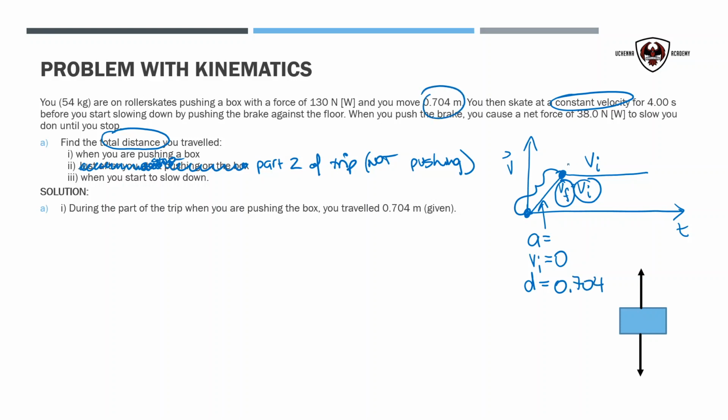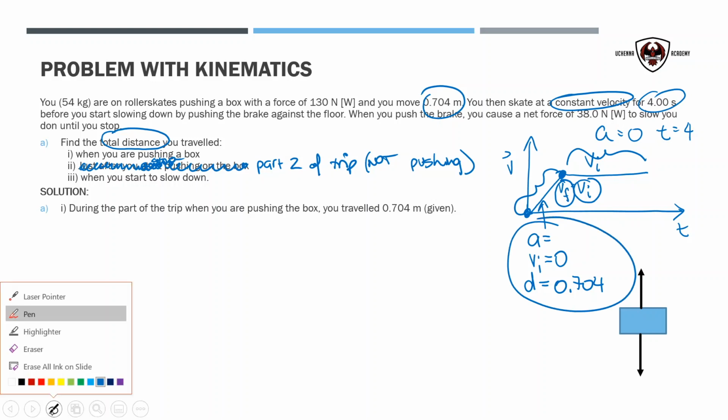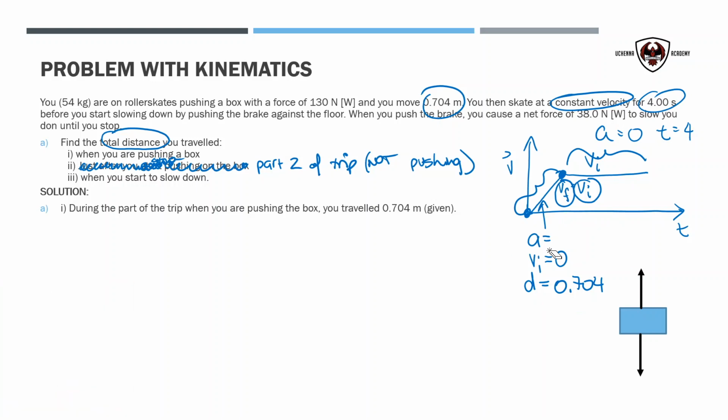For the second part of the trip, the only really thing that I know is that my acceleration is 0, right? Because it's a constant velocity. And I also know my time is 4 seconds during this second part of the trip. That's really all I know. So I don't have my third parameter that I know in order to figure out the fourth parameter, which is the distance traveled. So let's use the first part of the trip here. And we've got so much information about the first part of the trip. So let me go ahead and do that.